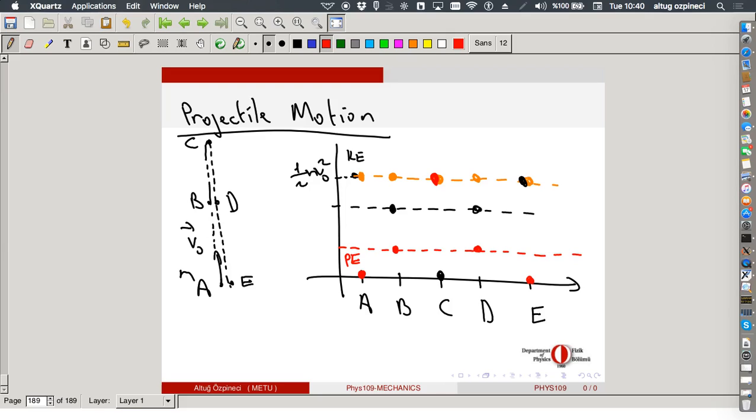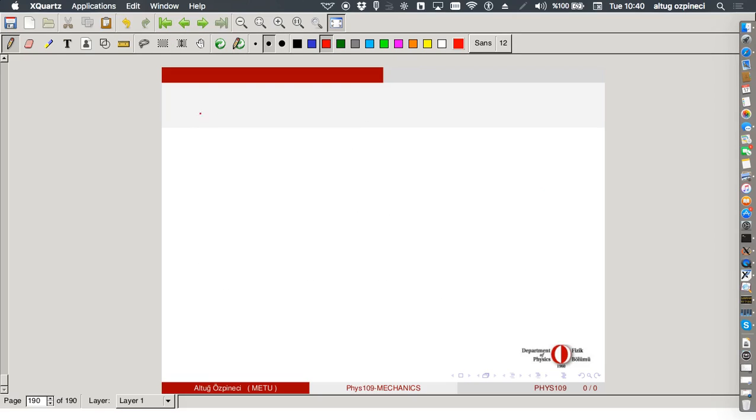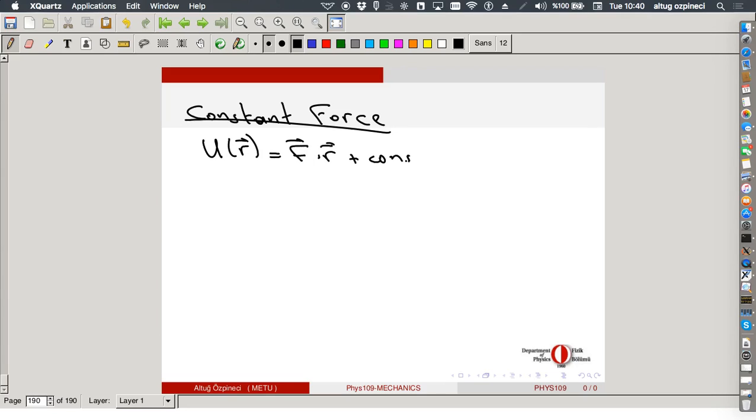Is the reference point arbitrary, or is it always the ground for gravitational potential? Well, let's see. For a constant force, we said that the potential energy at the point R is F dot R plus some constant. Okay, this is the general definition.